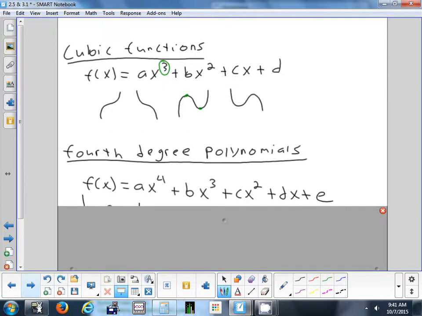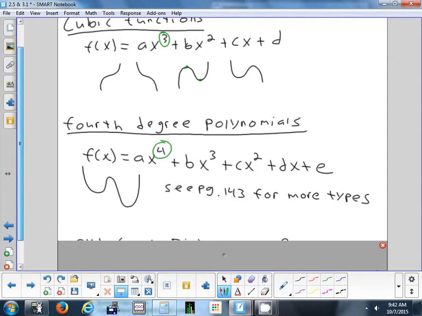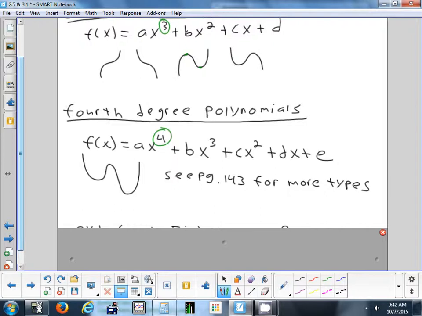Okay, how about a 4th degree polynomial? How many turns could that take up to? 3. Up to 3. So you could get kind of a W shape. Same basic behavior as a parabola, though. One end, in this case the left end, goes up forever. The right end goes up forever. But it does a little turn in the middle. Overall, if you zoomed out on this picture enough, it would basically look like a parabola. There's just a little turn in the middle of it.